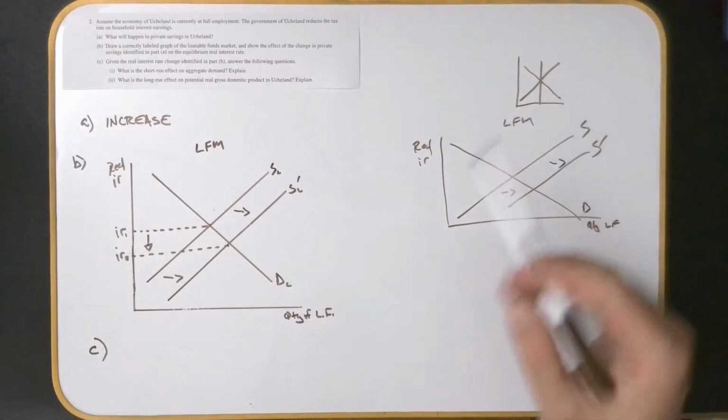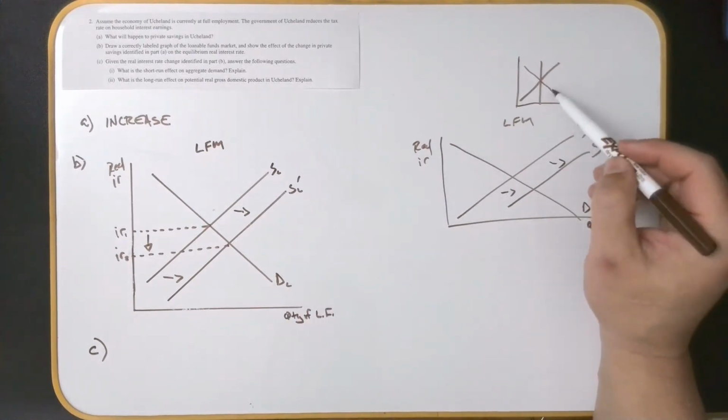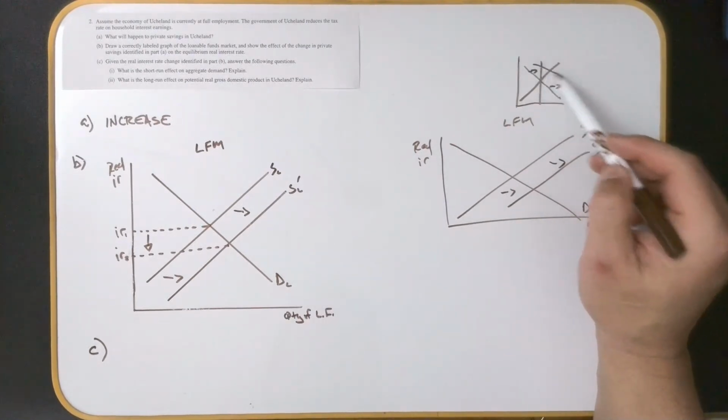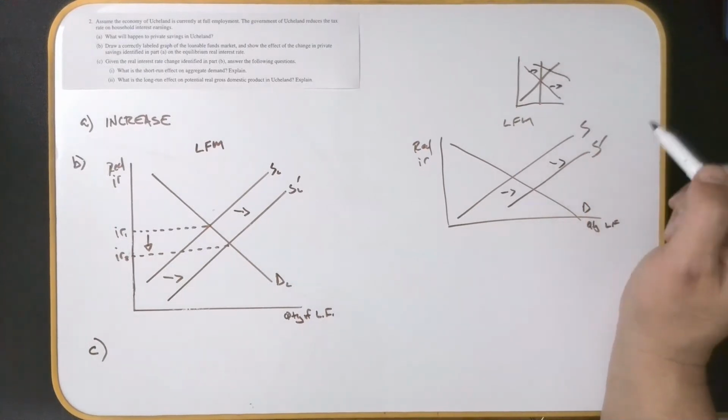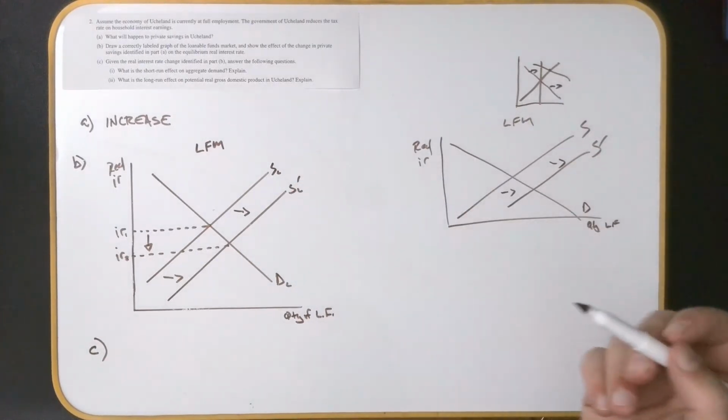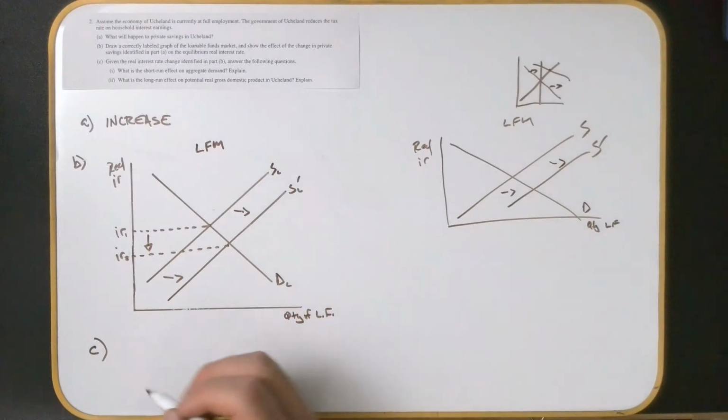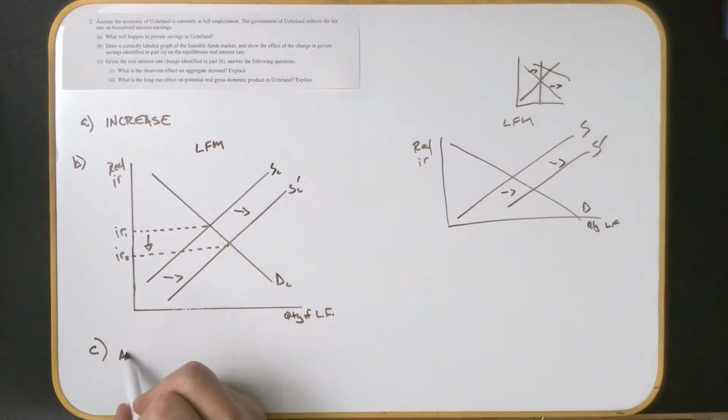Well, we're going to have a spike in activity because of these low interest rates, so we're going to have a surge in aggregate demand. Might even trigger some inflation. We don't have to worry about that. But it just says show the short-run effect on aggregate demand. And we're just going to say, well, aggregate demand will increase.